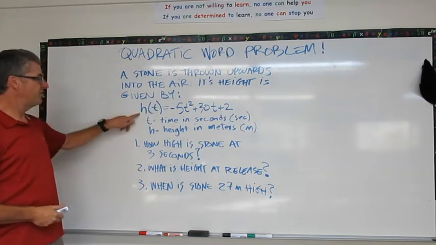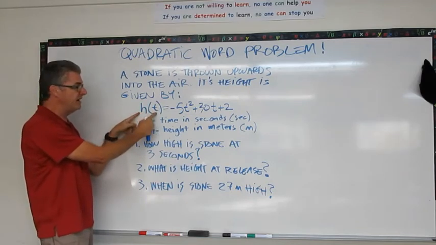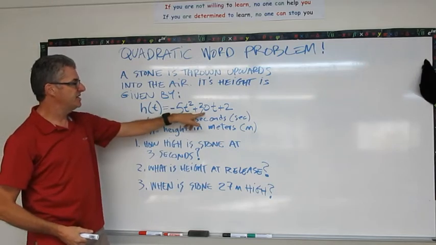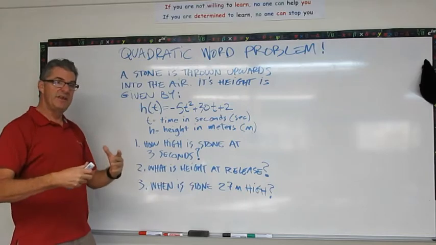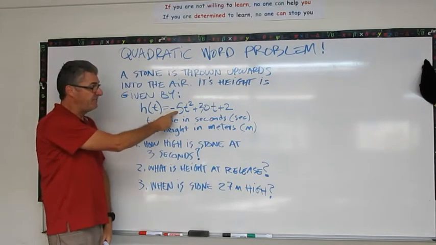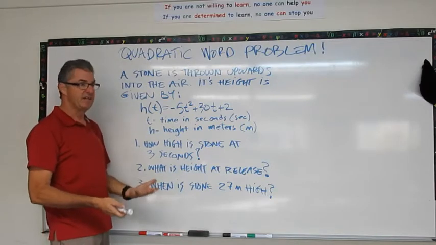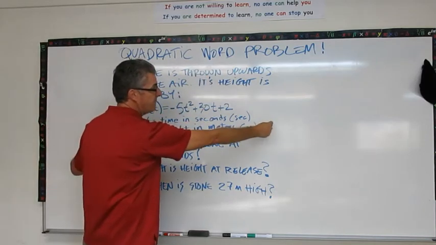Okay, so here's our function, h of t. Remember, that means height as a function of time. And then here's my equation, minus 5t squared plus 30t plus 2. So we already know a few things about this parabola that confirm what the situation is. Minus 5. That means this parabola opens downward and the vertex is a max. And that makes sense because the stone's going to get thrown up. There's your max, and it's going to come back down.